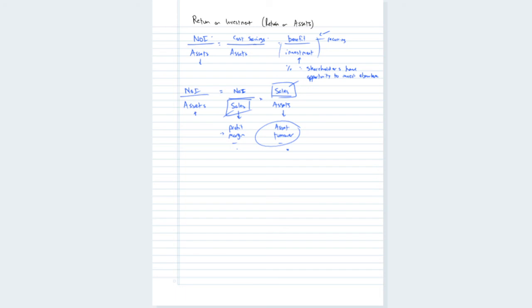Another thing that sometimes people do with return on investment is they'll take the return on assets, and they'll multiply it by assets over equity, which is a measure of financial leverage.